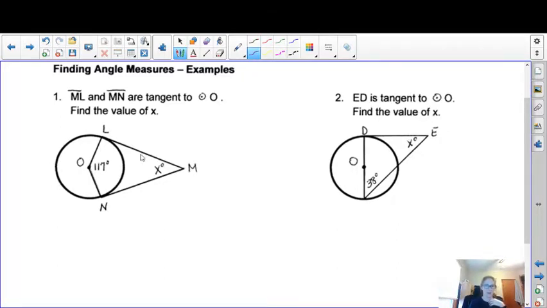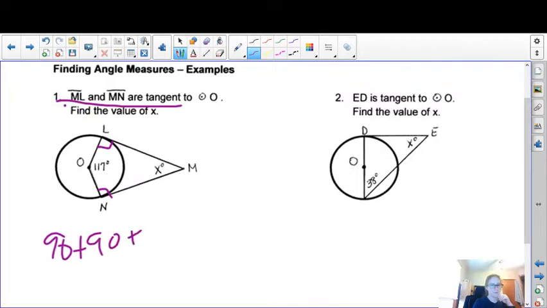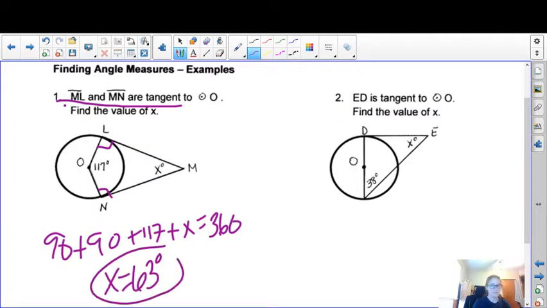In a four-sided shape, which is what I have, 1, 2, 3, 4 sides, the internal angles will all add together to be 360 degrees. So that means here at angle L it's 90, and at angle N it's 90, because it's telling me that they're tangent. So 90 plus 90 plus 117 plus x is equal to 360. When I add those together and take 360 minus that, my angle x is 63 degrees.